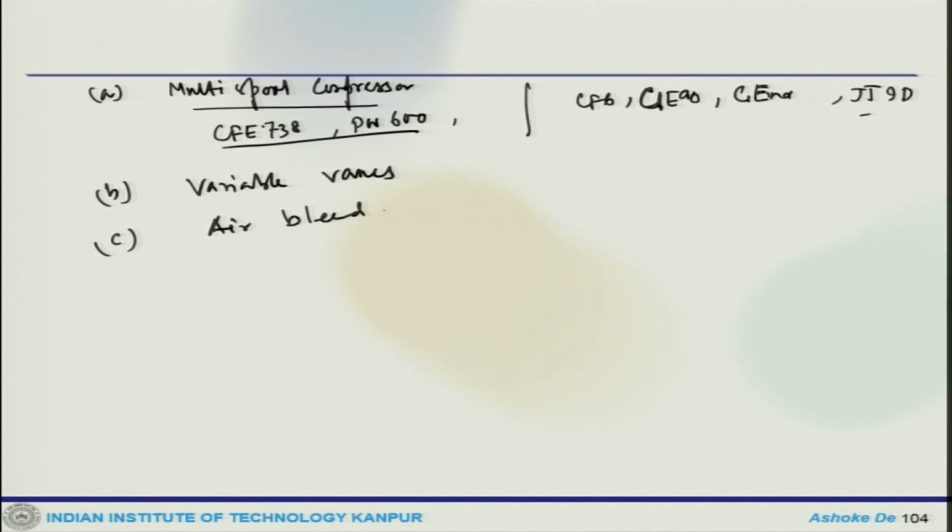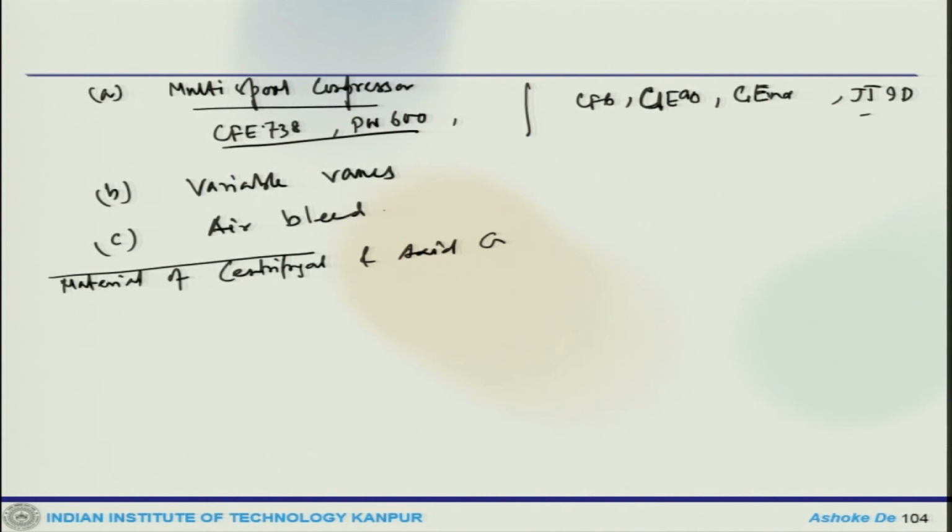Air bleed is something one can do, that is, bleeding air downstream of the stall stages, which will allow something. Now, the last part which is important is the material of the centrifugal and axial compressor. The thing is that compressors use low density and high strength material.